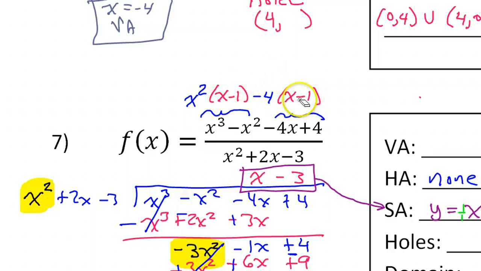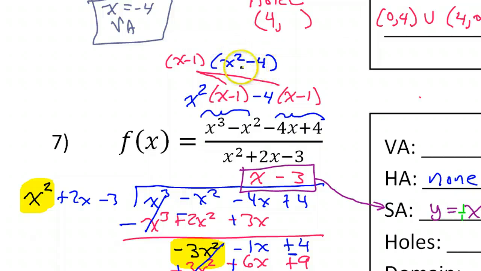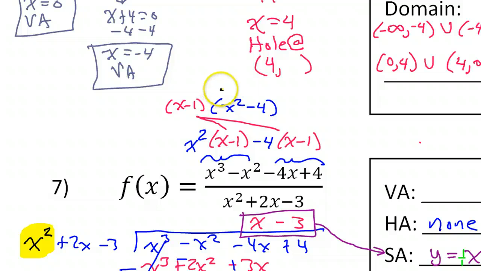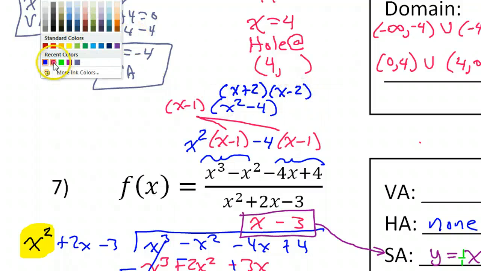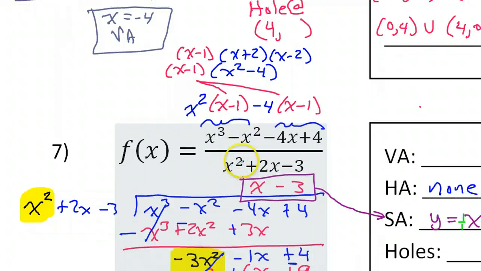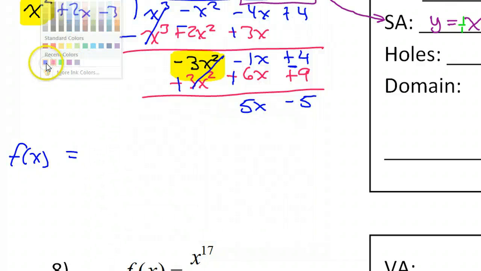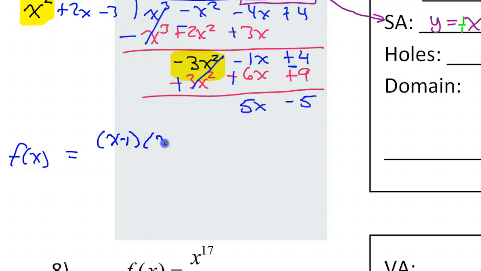Because these factors are the same, x minus 1 and x minus 1, I can factor out that common factor. Alright, I can put the x minus 1 out front. That's going to leave behind x squared minus 4. But then that is the difference of 2 squares. So this will factor as x plus 2 times x minus 2. So completely factored, we have x minus 1 times x plus 2 times x minus 2. So that's the numerator. Okay, so here we go. So the numerator was x minus 1 times x plus 2 times x minus 2. Now, how about the denominator?